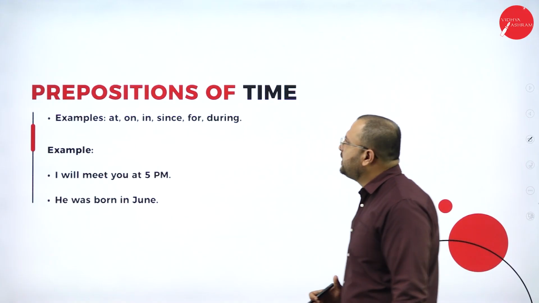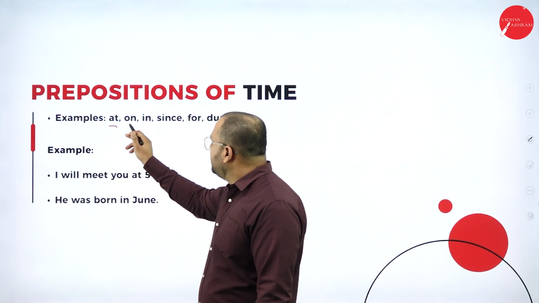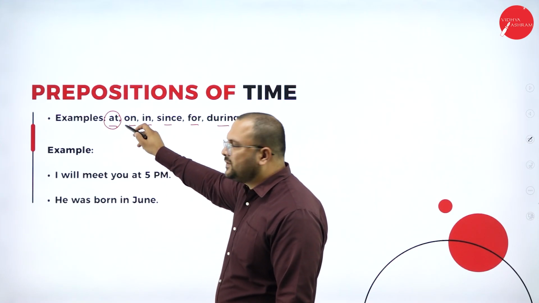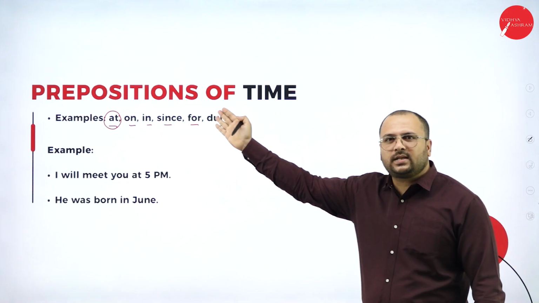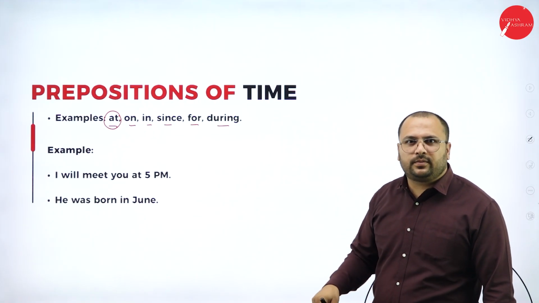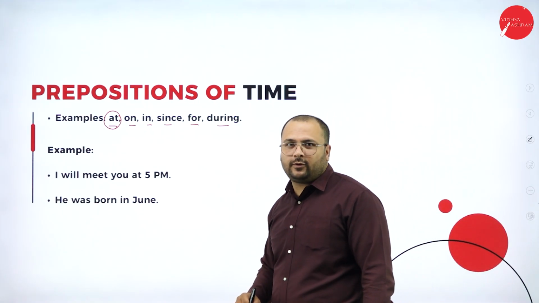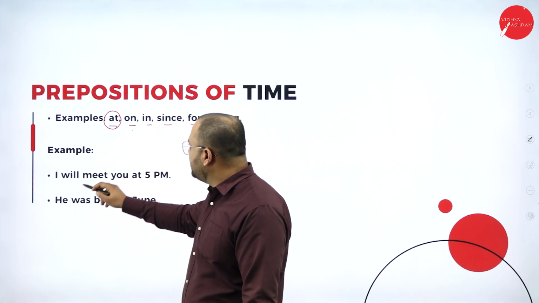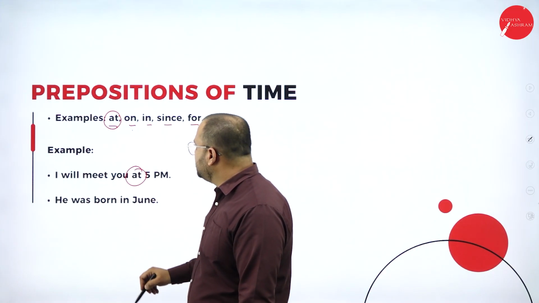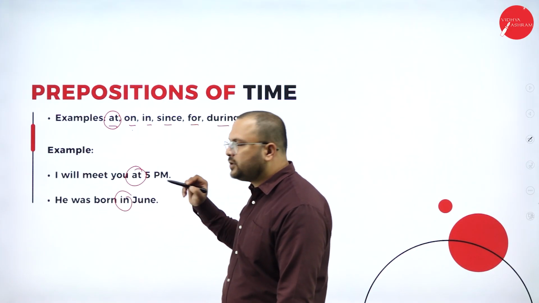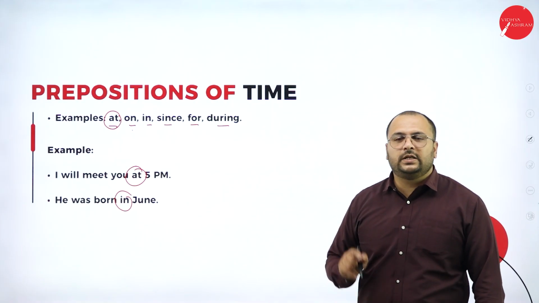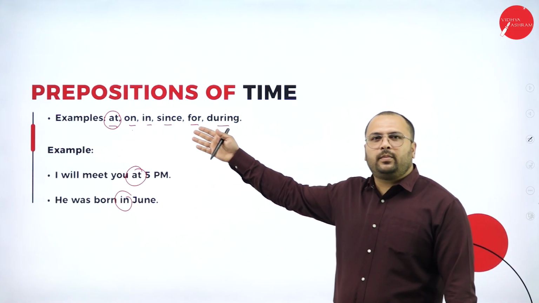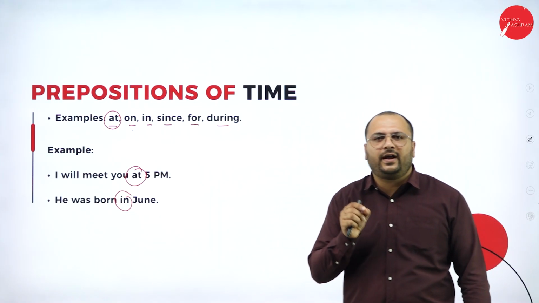Then prepositions of time. Example: at, on, in, since, for, during. Sometimes these can be classified for both place and time. I am standing at the door, place. He is coming at 12 o'clock, time. Example, I will meet you at 5 p.m. Time. He was born in June. It is also talking about time. He is born in Mysore. Again, in, place. So you may not remember all these types, but you should know where to use what kind of preposition.